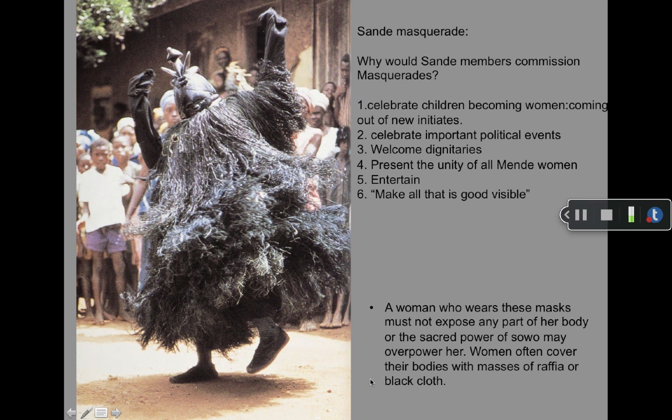It's important also to note that a woman who wears these masks must not expose any part of her body. As you can see here, she's completely covered in raffia and then the mask itself, and she's got a black sweatshirt of some sort, socks, shoes, and she's making sure her hands aren't shown, because it's believed that if she exposes any part of her body, the sacred power of the Sowo would overtake her. Women often cover their bodies with masses of raffia, as you see here, or black cloth.